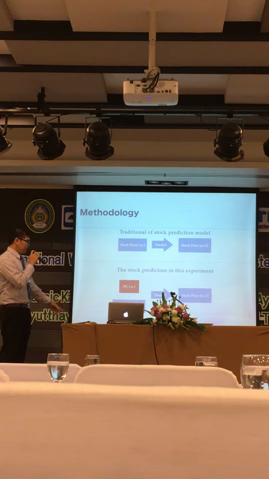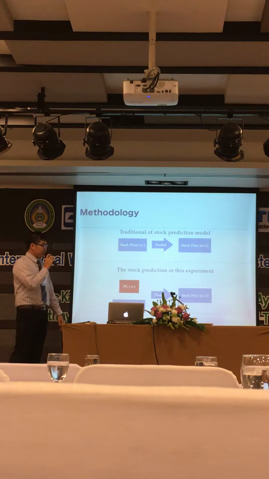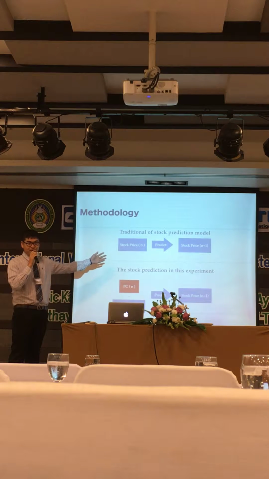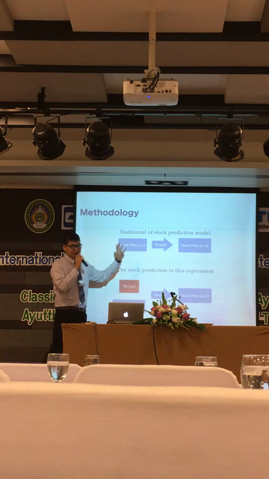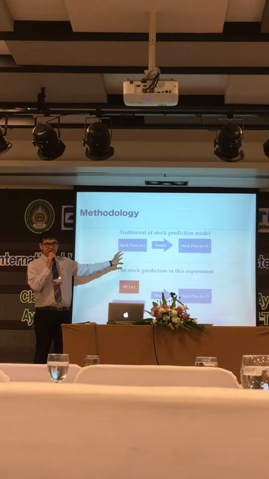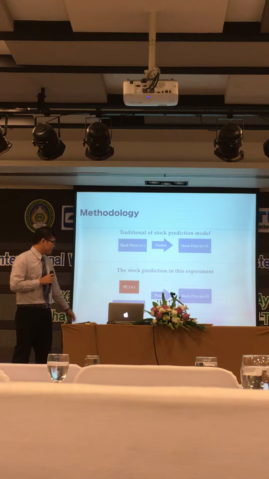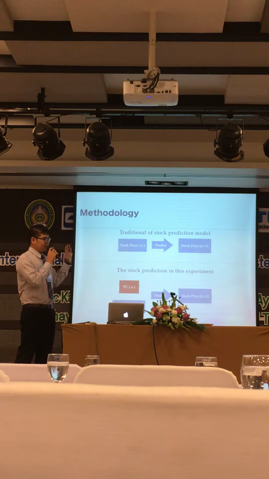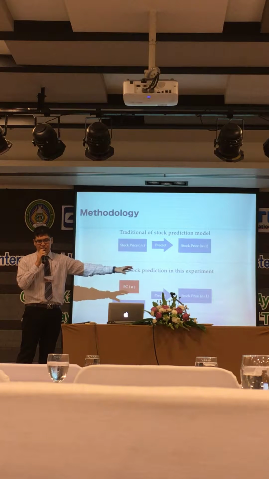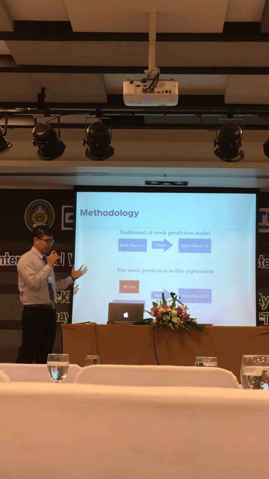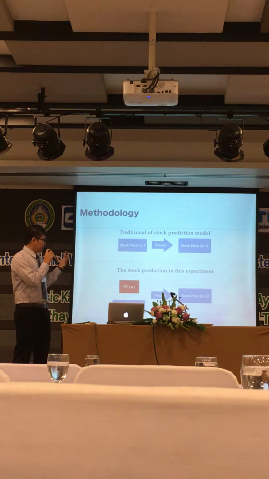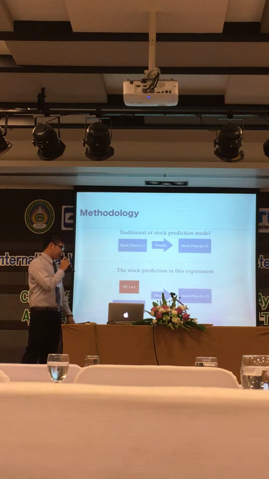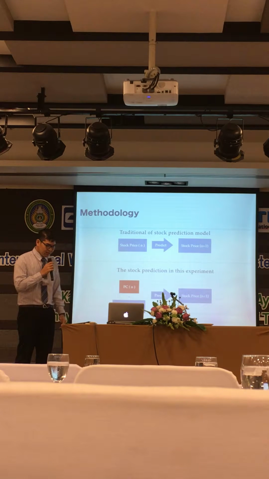Before I go into my research model, I have to explain the traditional approach to stock prediction. Traditionally, when you need to predict stock prices, you have to input the previous stock price data. For example, to predict the stock price of April, you need to input the stock prices of March, February, and January, right? Three months. In this case, we call it a sliding window of three. And this is traditional stock prediction.